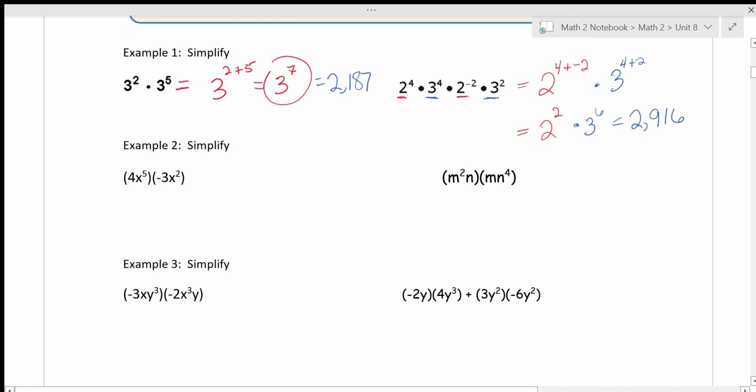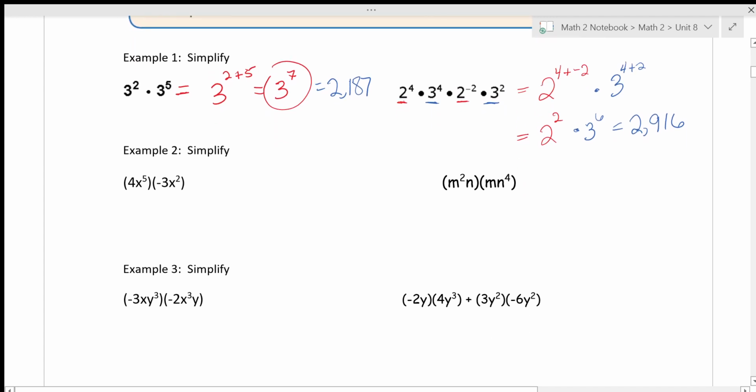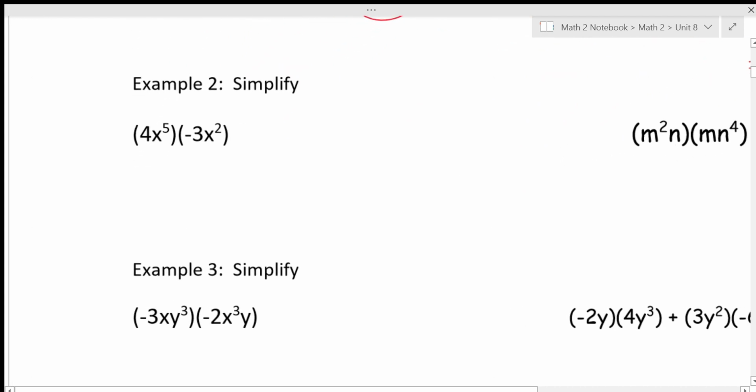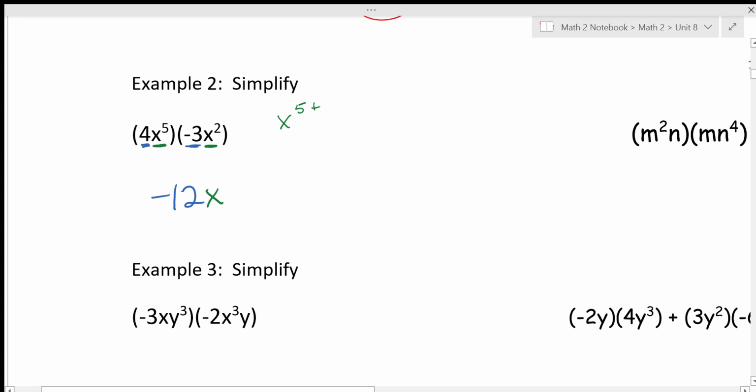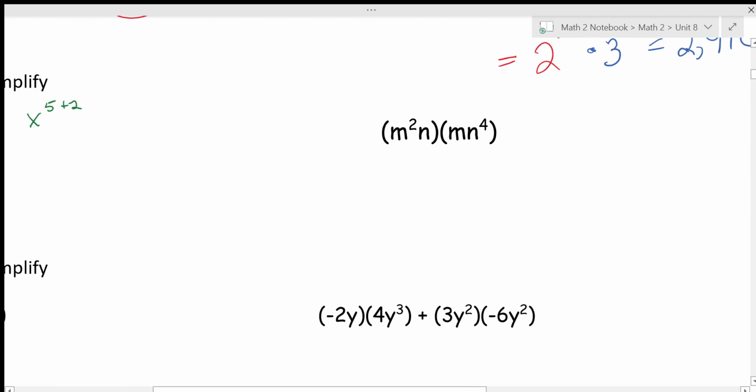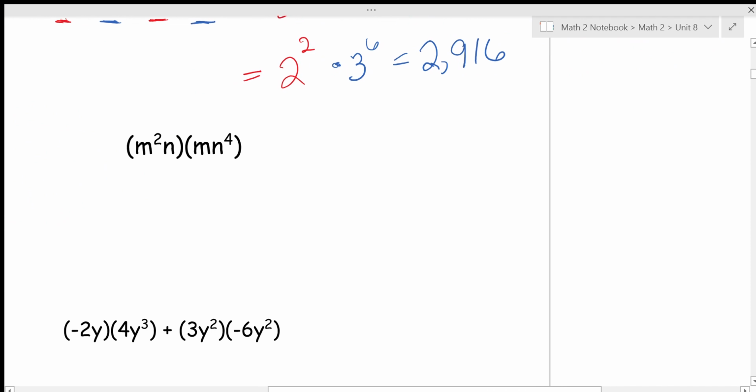And then we get into some problems with variables, and our answers aren't going to be a number. They're going to include the variables in them. So example 2, we're going to simplify. We're going to take the numbers that we have, these coefficients, right, 4 and negative 3. We're going to multiply those together. We get negative 12. And then the variables here, x to the fifth times x to the second, becomes x to the 5 plus 2, or x to the seventh. So there's our fully simplified expression. Fully simplified means that there are no parentheses, every fraction is fully reduced, and that there are no negative exponents.